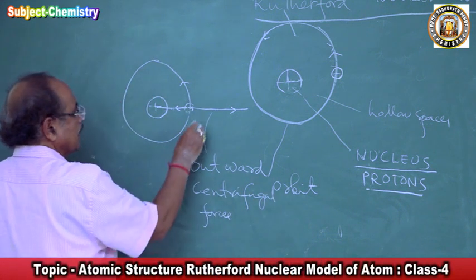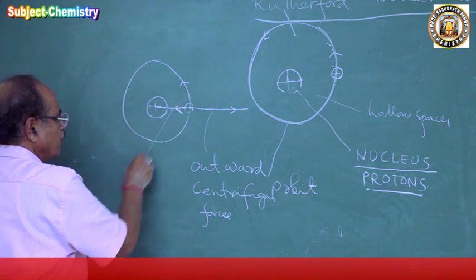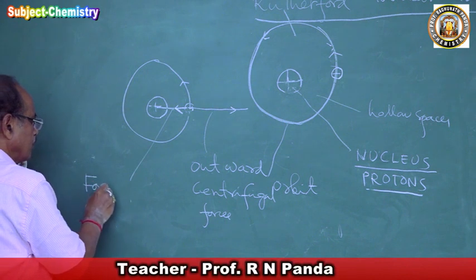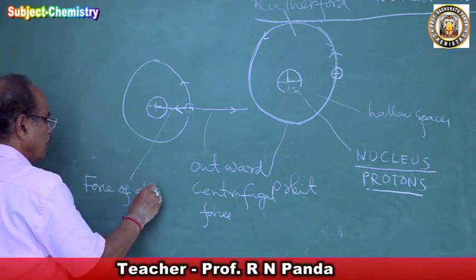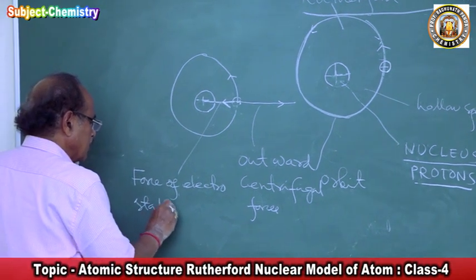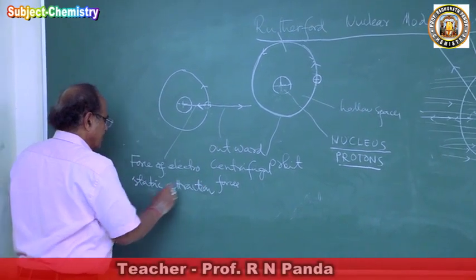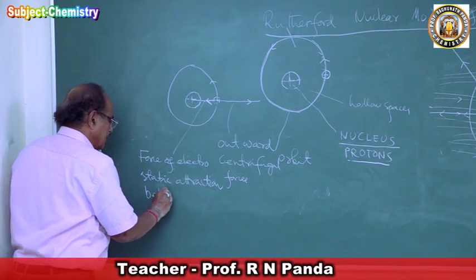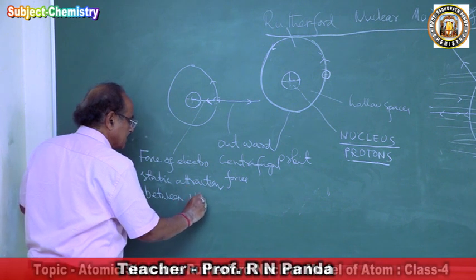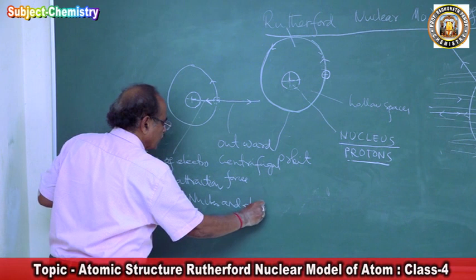This outward centrifugal force of the electron is balanced by what? By the force of electrostatic attraction between the nucleus and the electron. So this he proposed.